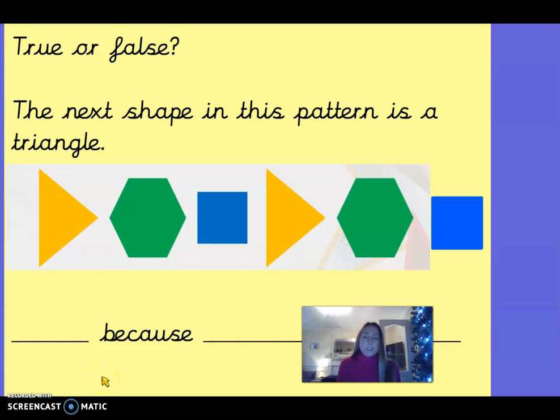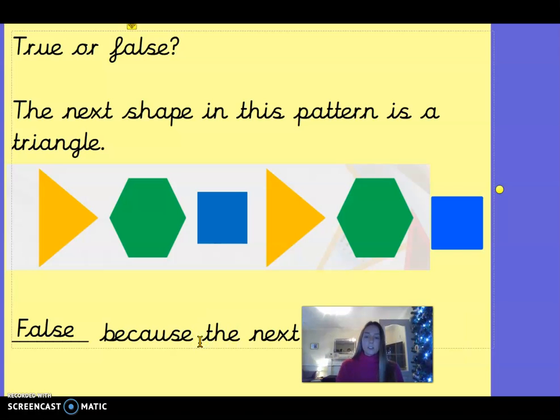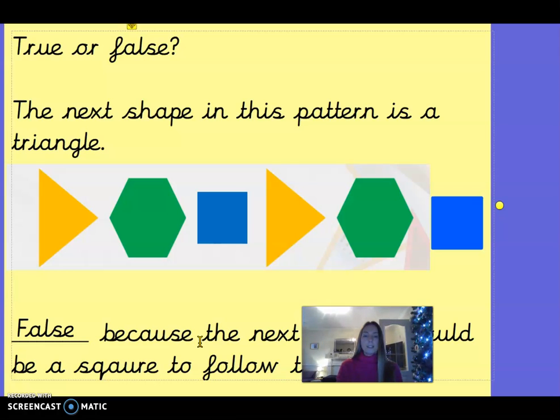Okay, so I have continued to draw the repeating pattern and I can see that the next shape should be a square. Let's check. Triangle, hexagon, square. Triangle, hexagon, square. So you should have said that this statement is false because the next shape should be a square to follow the repeating pattern.